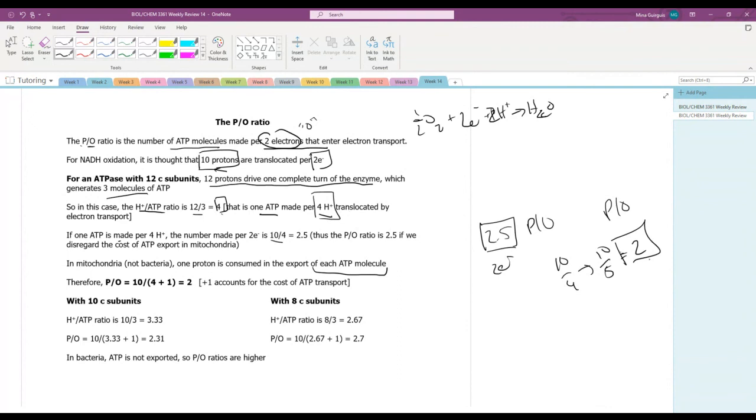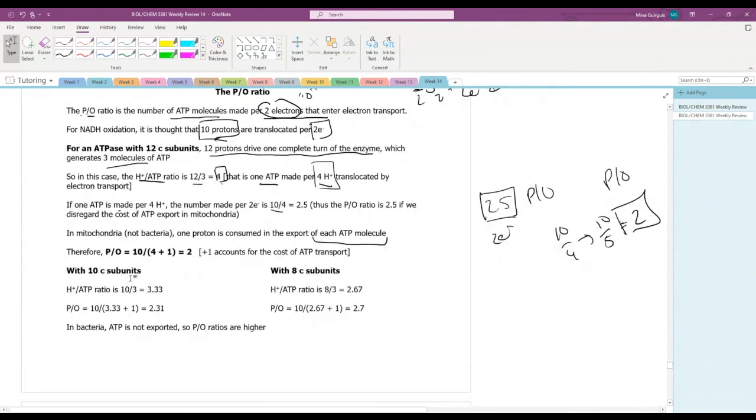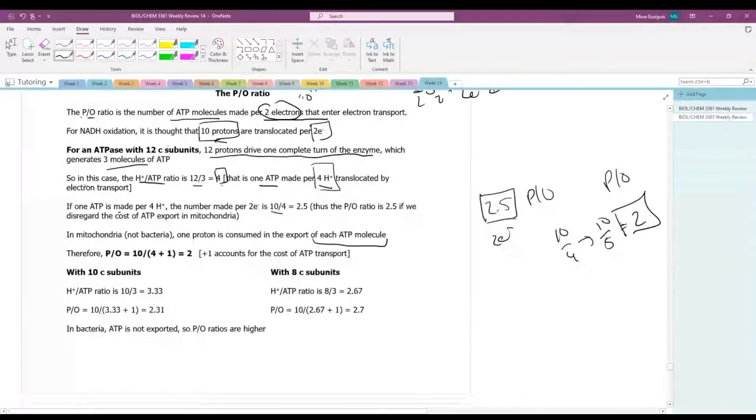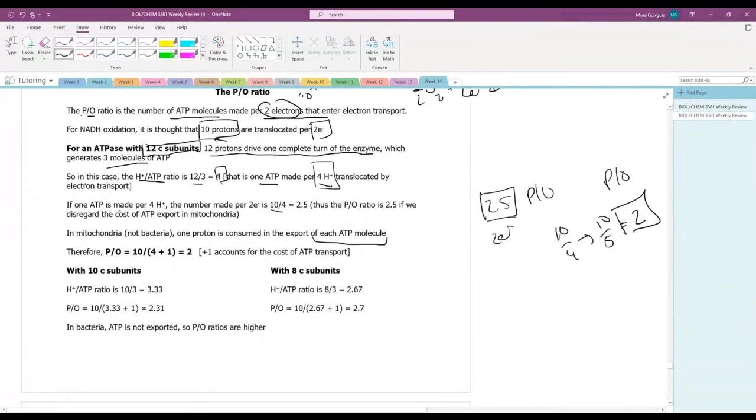So now, this is a pretty confusing part in my opinion. When you have 10 c subunits, 8 c subunits, 12 c subunits, whatever the case may be. The reason that we need 12 protons to drive 1 complete turn is because we have 12 c subunits. And these 12 c subunits, you have to protonate each and then release that proton for every single subunit in order to have 1 complete turn. And because we have 12, that 1 complete turn generates 3.